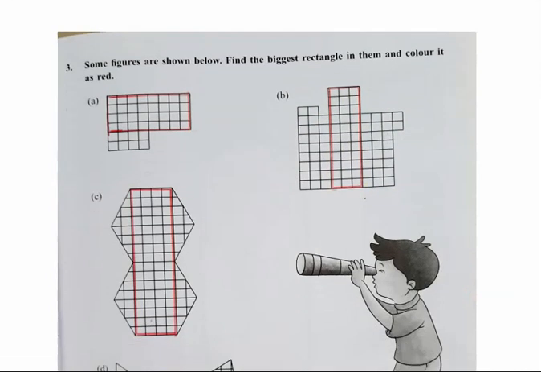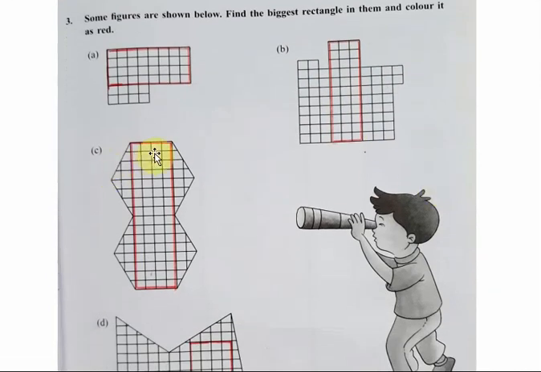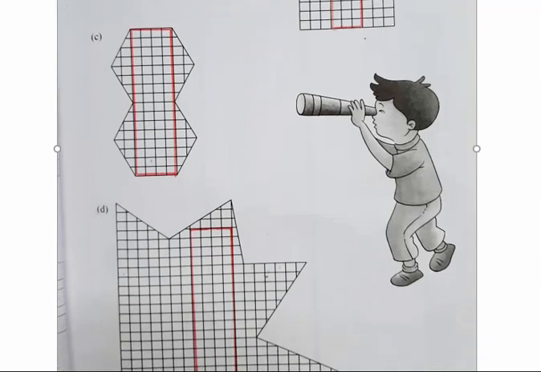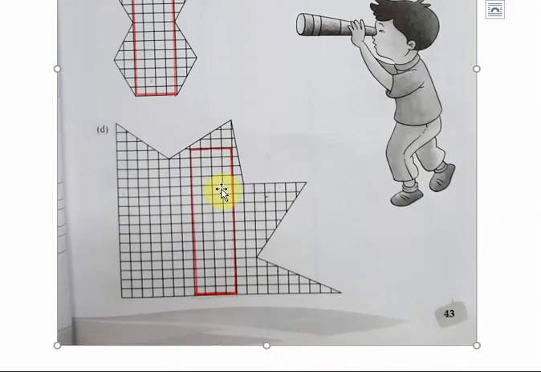In the next figure, see, this one you can do easily, because you can easily find out that this is the biggest rectangle that you can make in this figure. Okay, next figure C. In the next figure, see, this can be the biggest rectangle that you can make, because here there are about 17 squares in length or downwards. Let us find out.